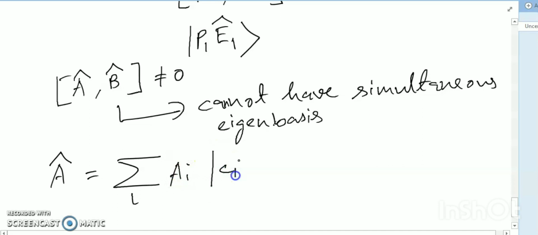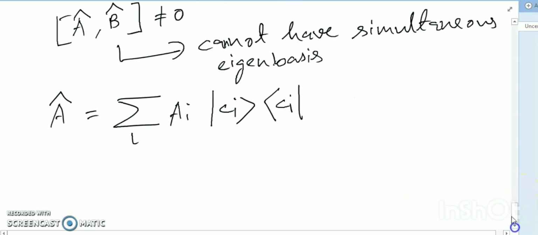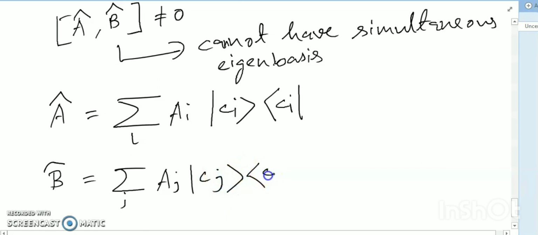Now you know that a physical observable A can be written this way, as a summation over i of a_i and c_i, and B can be written this way, as a summation over j. I will prove it in my next episode video. Then we can write the observable in this form.